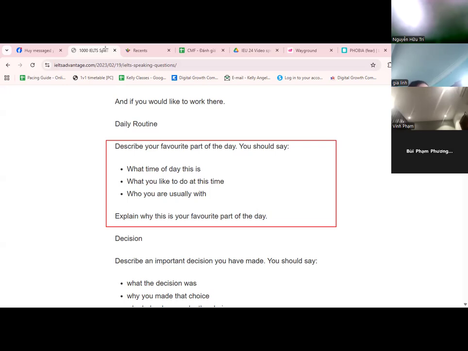I want to talk about my favorite part of the day. It is the evening from 7 p.m. to 10 p.m. At this time, I like to do my relaxing activity. First, I have delicious dinner with my family. After dinner, I usually watch a funny comedy movie on TV, listen to my favorite music.